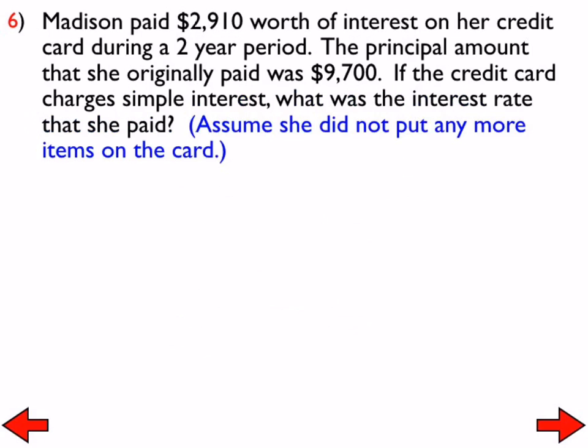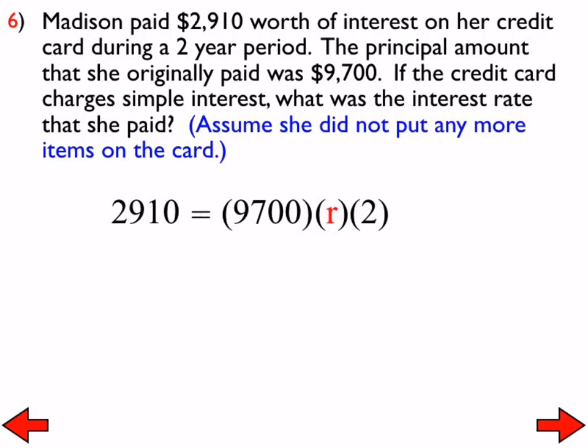Number 6, Madison paid $2,910 worth of interest on her credit card during a 2-year period. The principal amount she originally paid was $9,700. Now remember, there's a chance where you may have to find the amount of interest rather than being given the amount of interest. Okay? If the credit card charges simple interest, what was the interest rate that she paid? So we know the amount of interest. If you're not given that, you may have to find it by taking the total amount and subtracting the principal. Okay? The principal in this problem is $9,700. It is the rate that we're trying to find, and the amount of time is 2 years.